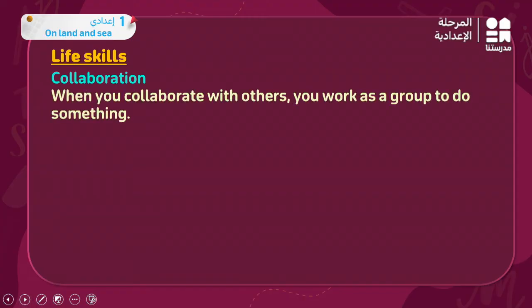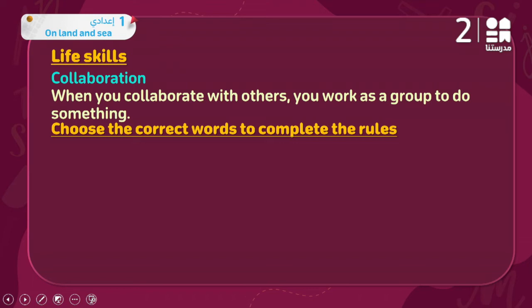First, you have to be cooperative, a cooperative person, because our main goal as a team is to achieve our goal, to complete the mission successfully, not to be the winner or to be the best one in the team. We have to work together. When you collaborate with others, you work as a group. Now choose the correct words to complete the rules.